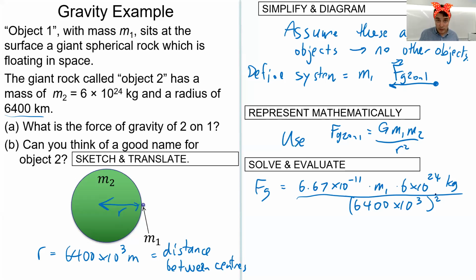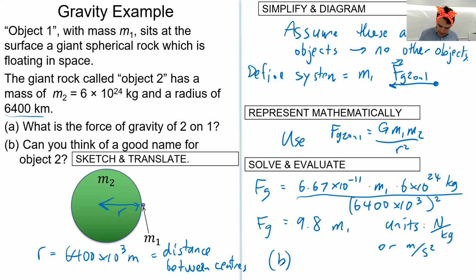So I'm keeping everything in SI units because this 6.67 times 10 to the minus 11 has some SI units. I'm not going to write down the units because it takes so much time. But I typed those onto my calculator and guess what I got? 9.8 M1. And if I did check my units carefully, the units turn out to be newtons per kilogram, which is the same as meters per second squared.